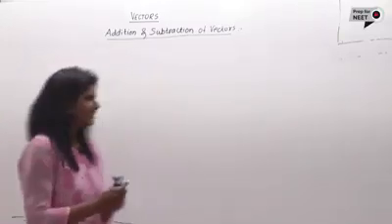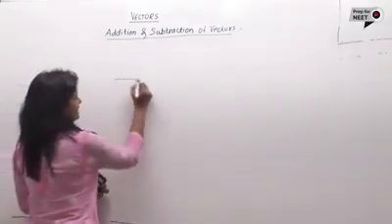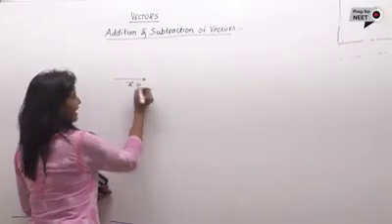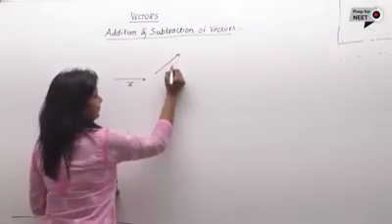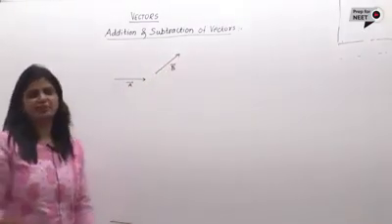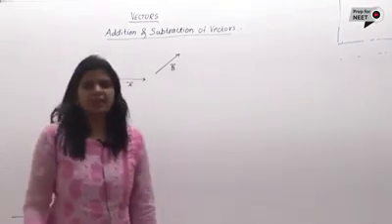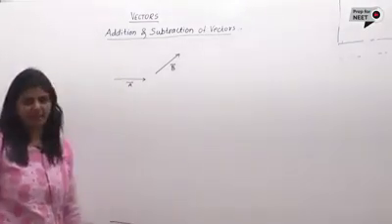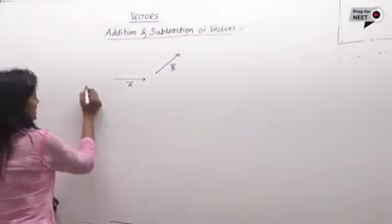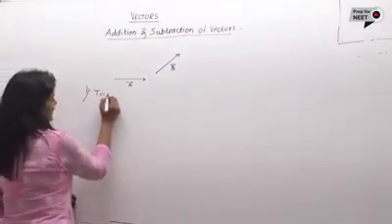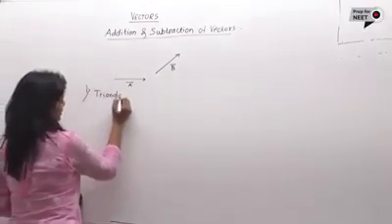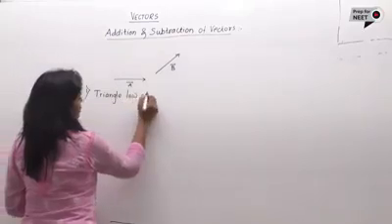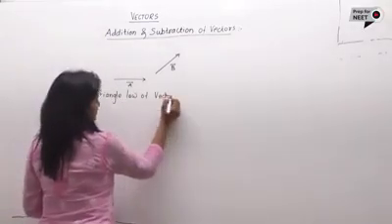Okay, let's take two vectors. Let's say this is vector A and this is another vector B. And suppose I am asked to add these two vectors, what should I do? There are different methods to solve this type of sum. Number one, the first one is the triangle law of vector addition.